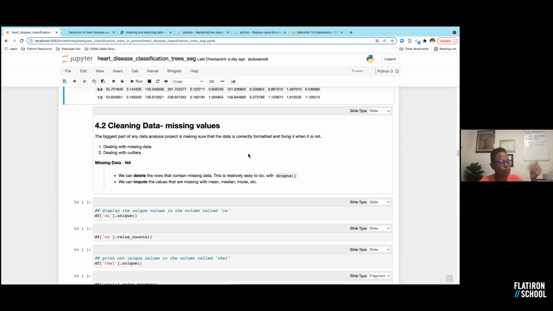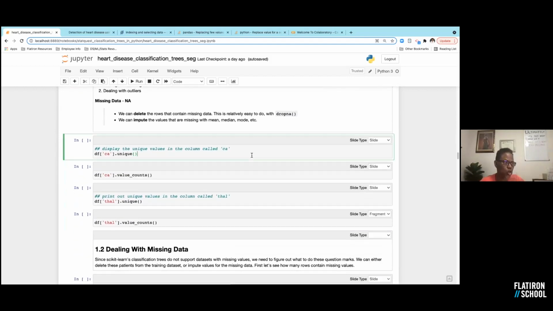So once we've loaded our data, we've looked at it, we see what's going on here. The next thing would be to look for missing values, right? So we want to make sure that there are no missing values.